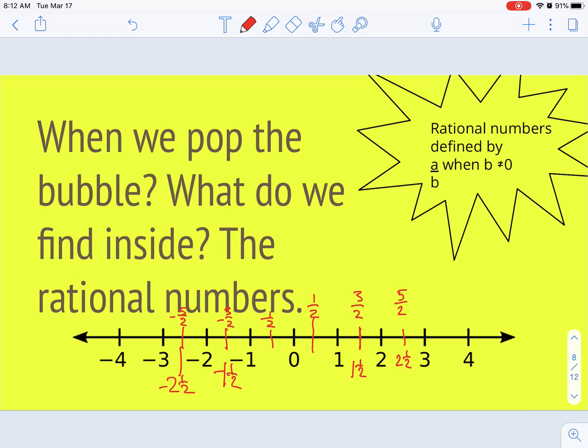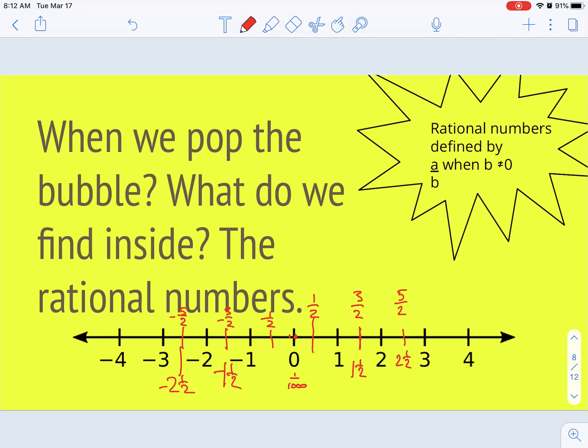Now I'm only showing you the halves. Right here, just barely to the side, there's thousands of numbers. I could write that as 1/1000 or 2/1000. Right on the other side of the 0, it would be -1/1000, or whatever tiny fraction you would have. Every rational number has an opposite also.